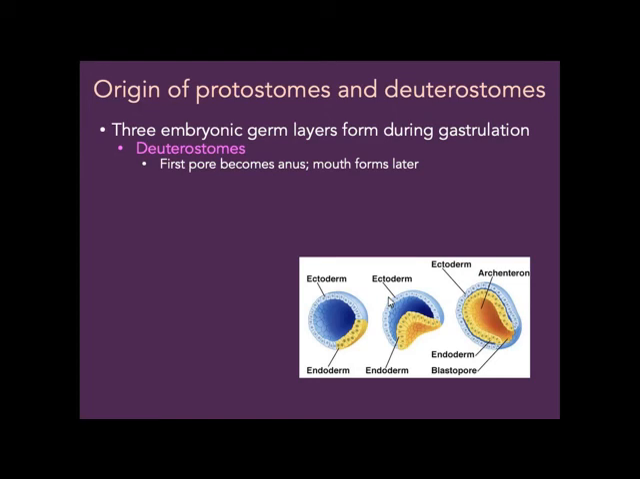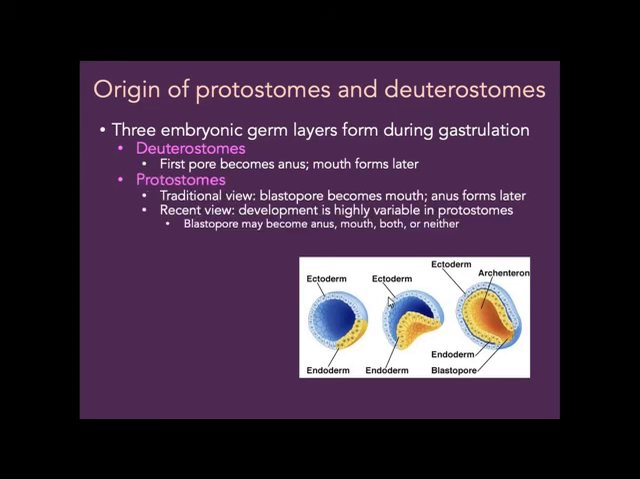So the protostomes, traditionally when I was in school, we learned that the first indentation becomes the mouth and then the anus forms on the other side. But we now know that development is actually really variable in protostomes. So in protostomes, this blastopore might become the mouth, the anus, both, neither, okay? So we no longer consider this grouping protostome super useful. For deuterostomes, this bit is true though. The first pore will become the anus and the mouth will form later.